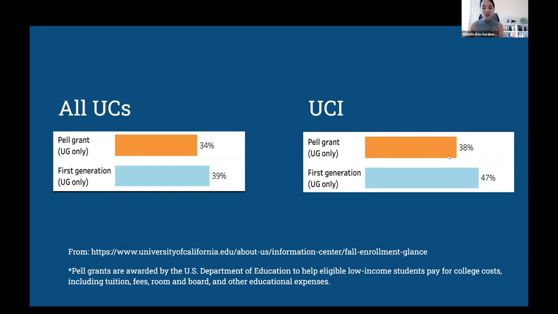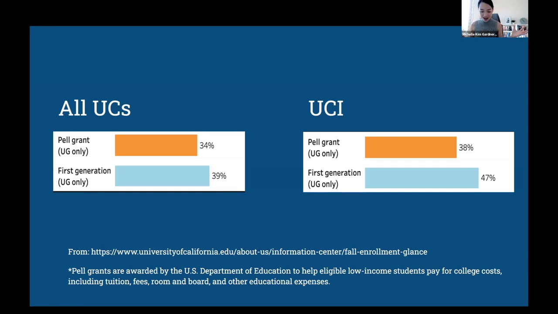Well, how does this square with other University of California campuses? We're actually ahead of the curve. For context, Pell Grants are grants awarded by the U.S. Department of Education to help eligible low-income students pay for college costs, including tuition, fees, room and board, and other educational expenses. As you can see, all of the UCs combined have 34% of undergraduates being Pell Grant recipients and 39% of undergraduates being first generation, meaning that they are the first in their families to attend college.